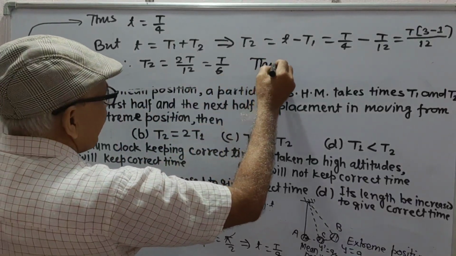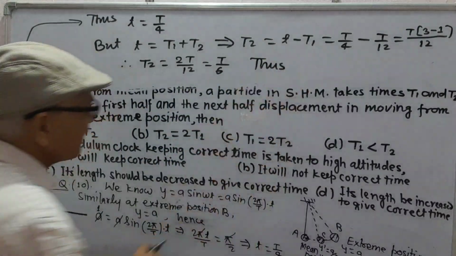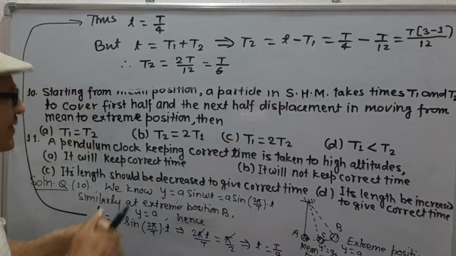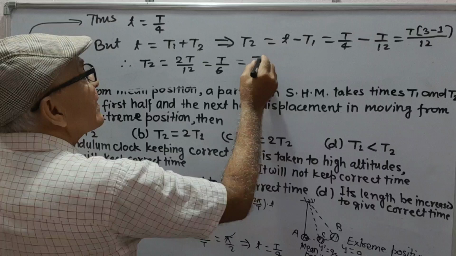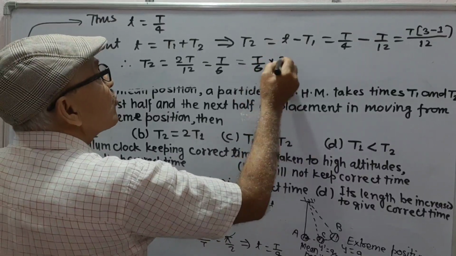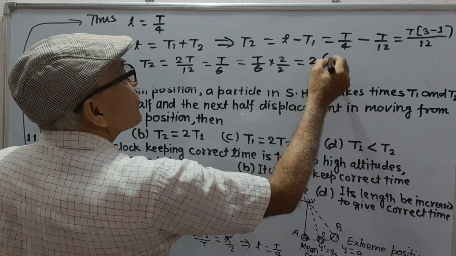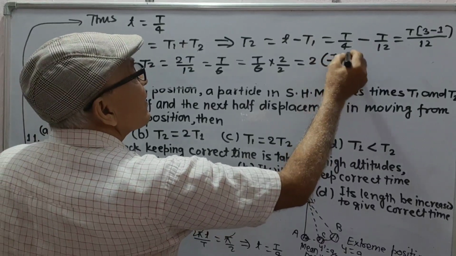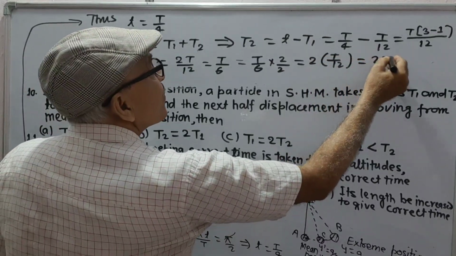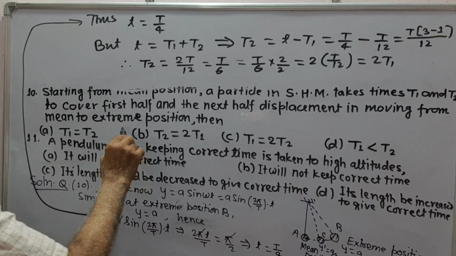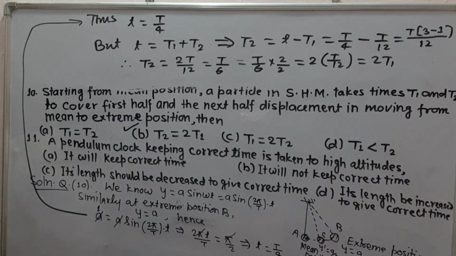Thus, t2 can be written as T by 6 into 2 by 2, which becomes 2 into T by 12, which is t1, so 2 t1. Thus the correct option is t2 is equal to 2 t1, option B.